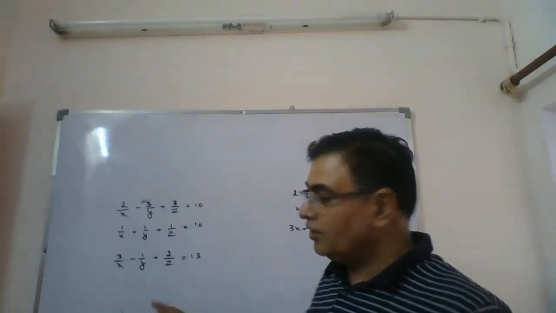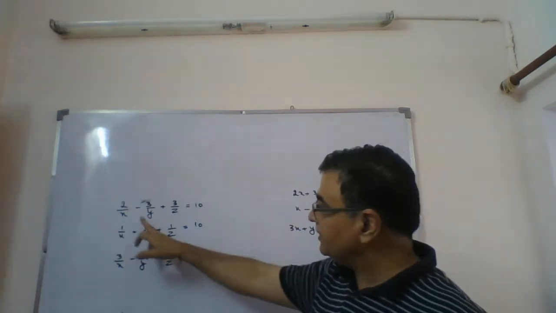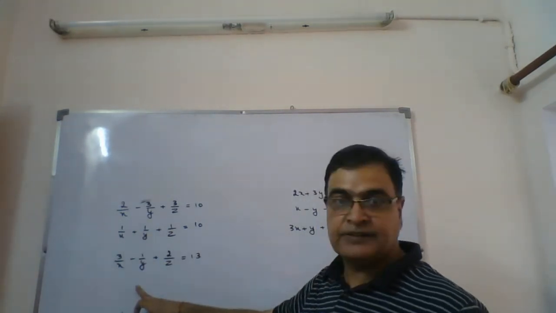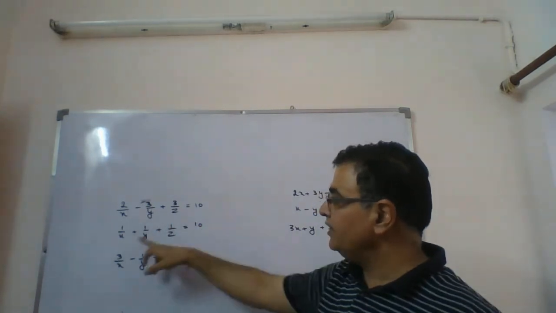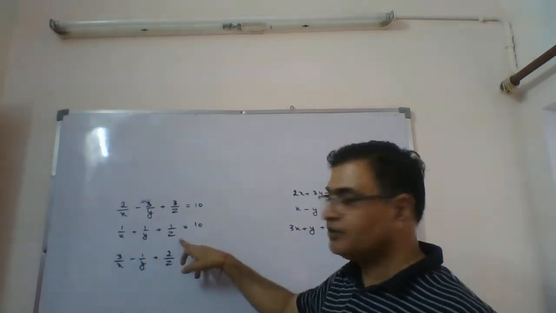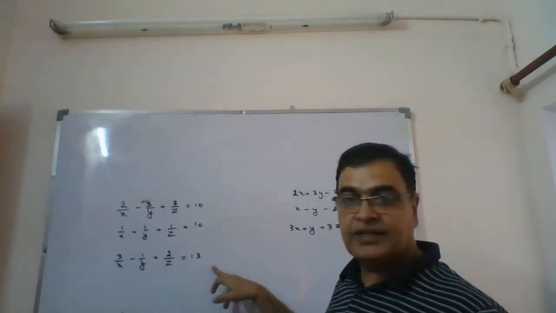Yes, now we are coming on one more example that they can give to you. That's if they say you just solve this system, that is 2/x - 3/y + 3/z = 10, 1/x + 1/y + 1/z = 10, 3/x - 1/y + 2/z = 13.